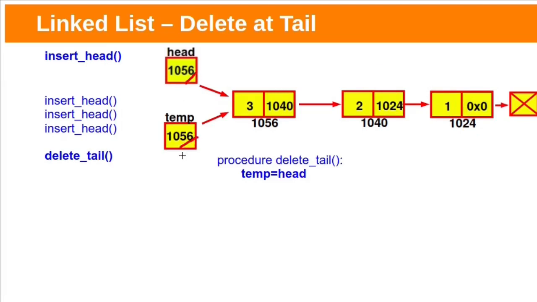Actually we require 2 pointers, one to point to the last node and another pointer to hold the second last node, because we need to set the second last node link to null after deletion of the last node. Instead of taking 2 pointers, here I am going to use only one pointer and move that pointer up to the second last node. If temp is here, then the last node can be accessed as temp next.